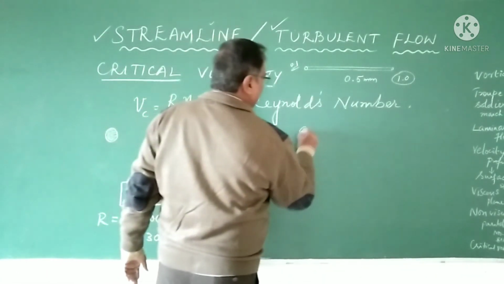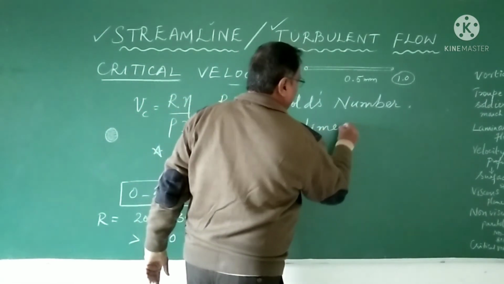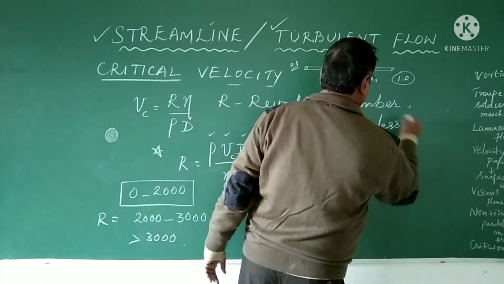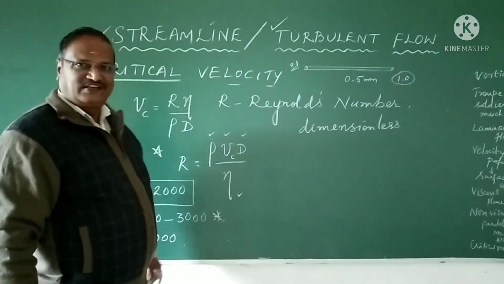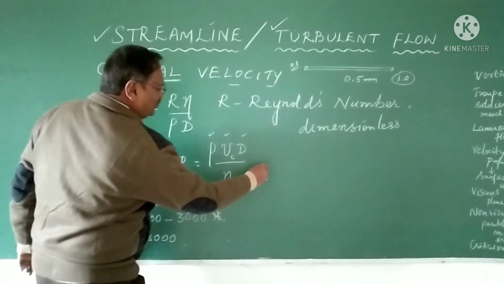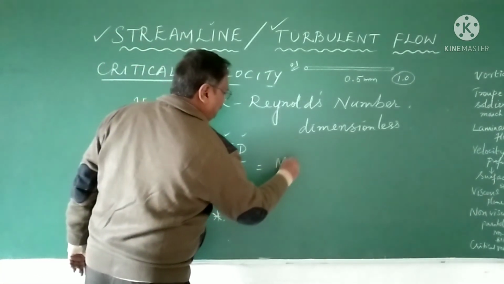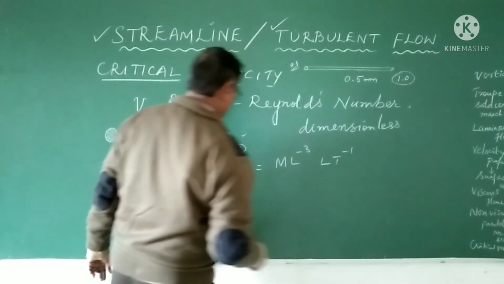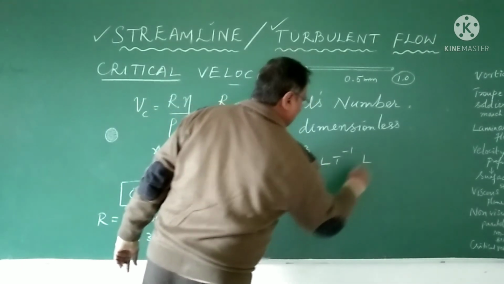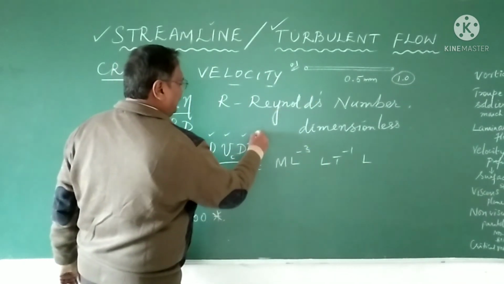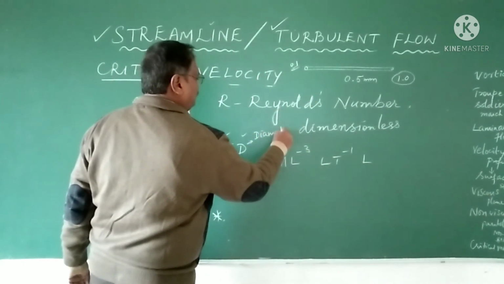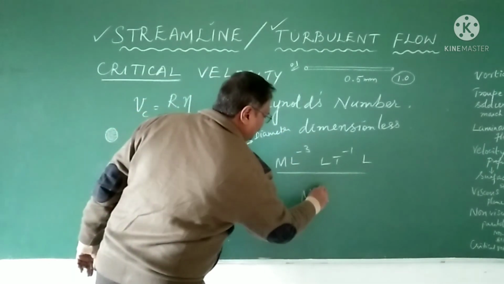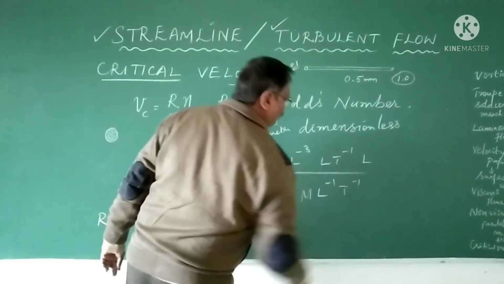I'm going to wind up this video with one small point to say that Reynolds number is a dimensionless quantity. It does not have a dimension. How is it? Okay. What is the rho? Density, M L power minus 3. Velocity, L T power minus 1. Diameter, L, keep it in mind, divided by eta, M L power minus 1 T power minus 1.